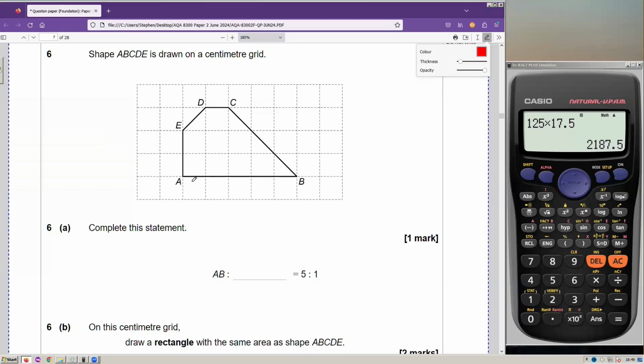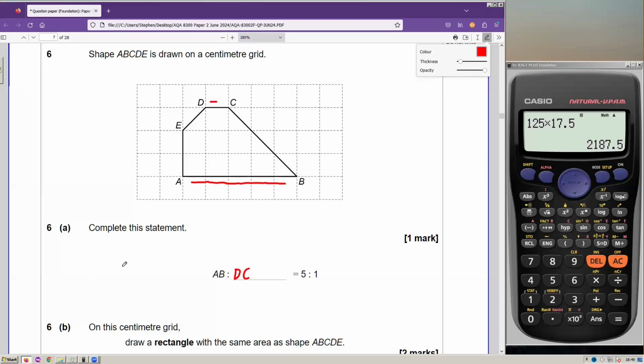So we've got 1, 1, 2, 3, 4, 5. So if that's 5, we've got to find something which is 1. If it was 10, we'd have to find something which was 2. That's the only one that's 1. So it's A to B is this, A to B to D to C is in the ratio of 5 to 1.